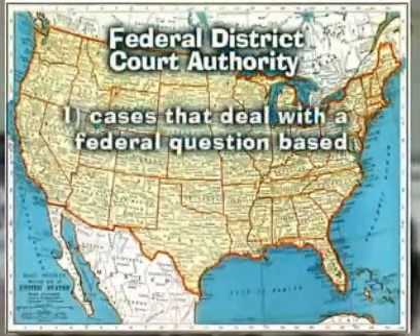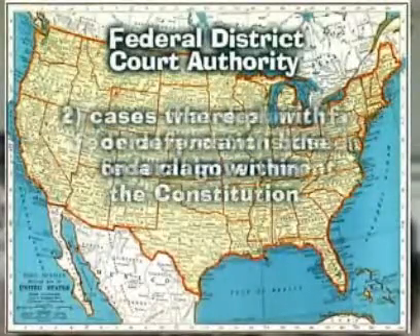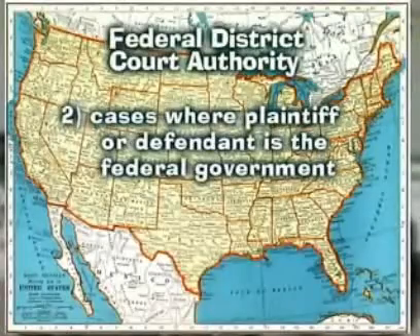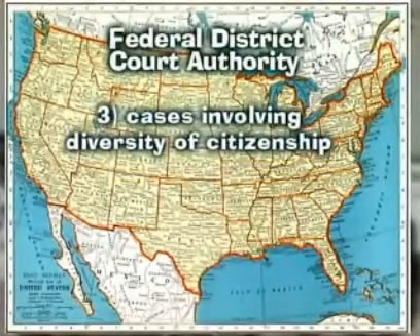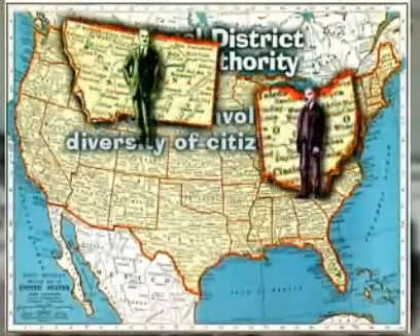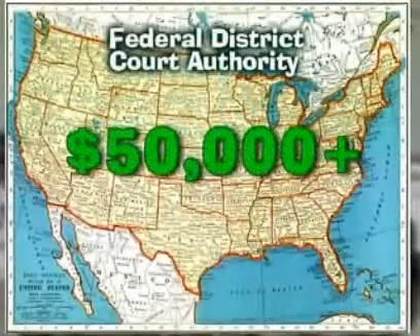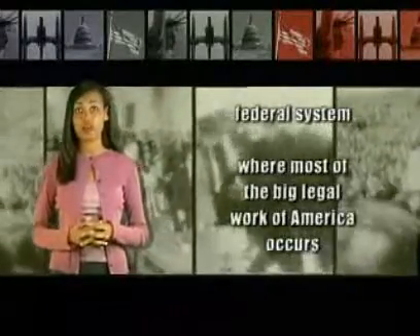First, those cases that deal with a federal question whose issue is based on a claim within the U.S. Constitution. Second, cases where the plaintiff or the defendant is the federal government. And third, cases involving diversity of citizenship, meaning cases with people from different states or where the issue involves more than $50,000. It's in the federal system where most of the big legal work of America occurs.